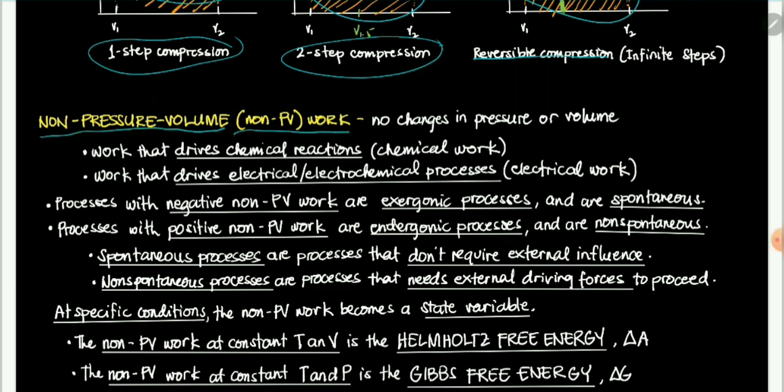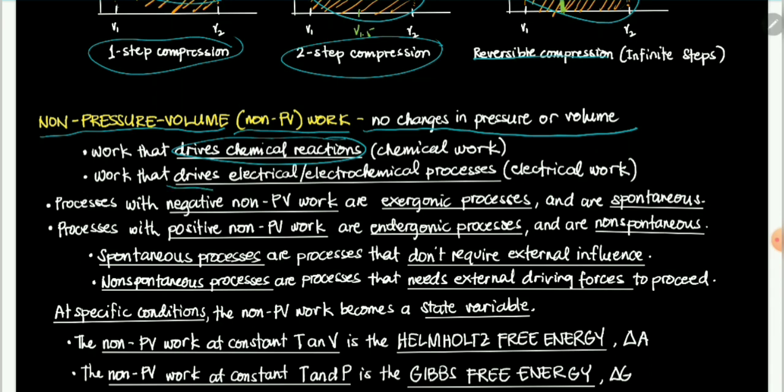So this type of work is not the work that is through compression or expansion. Iba yung process associated with this work. Okay? So meron tayong constant pressure or constant volume na non-PV work. So for example, we have work that drives chemical reactions. So meron tayong chemical reactions. Paano kaya na-drive yung reaction na yun from the reactants to the products? So meron tayong work involved kapag ganon.